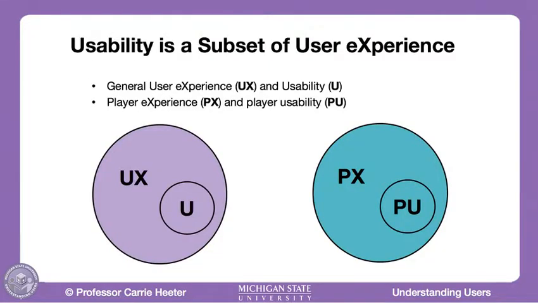I'm sure you've all heard the word usability. Usability refers to how usable a product, software, or a game is, whether the user can do what they need to do in it, not get stuck, not get lost. Usability, though, is a subset of the much bigger picture of user experience. So that's what the little u is in the big purple circle. User experience is the big circle, usability is just this tiny little piece.